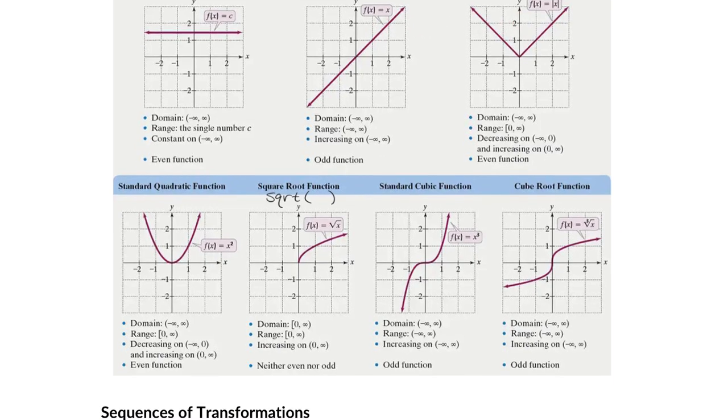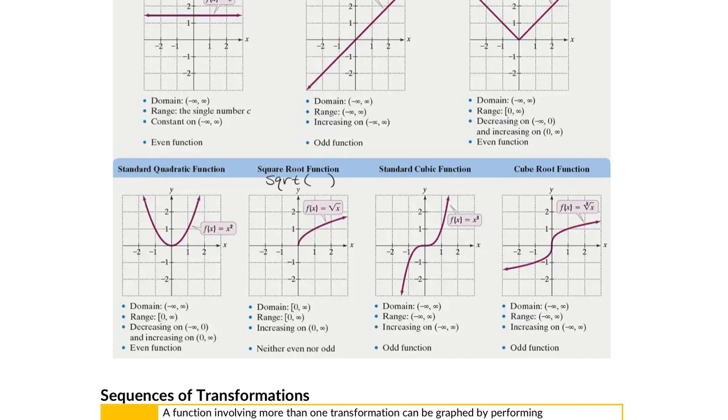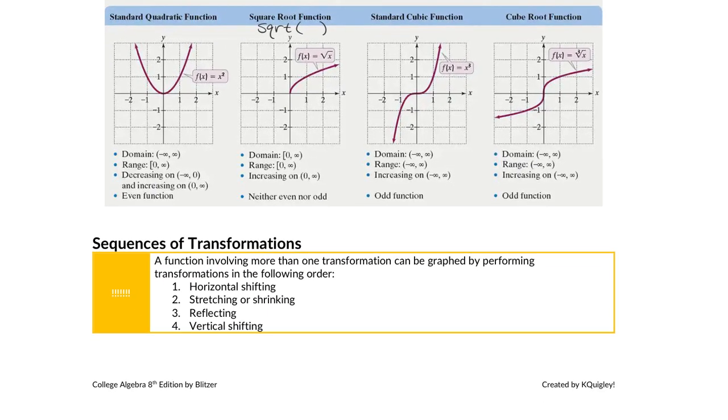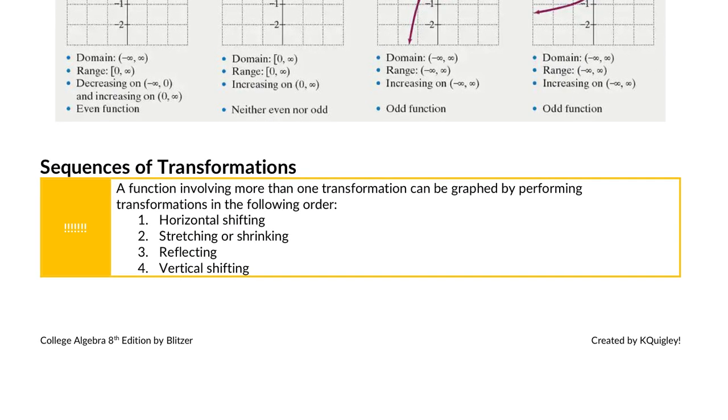Now, this next little box down here is going to make zero sense until we start going over the transformations, but it's really important that we know the order or sequence that we should do transformations in. I would follow this color code if I were you. The very first thing you should always do is any horizontal shifting. So if we're going to take any of the input values and move them from left to right, we need to do that first before we start dealing with the outputs.